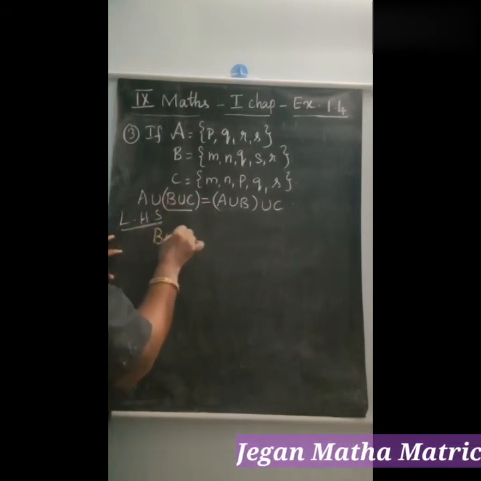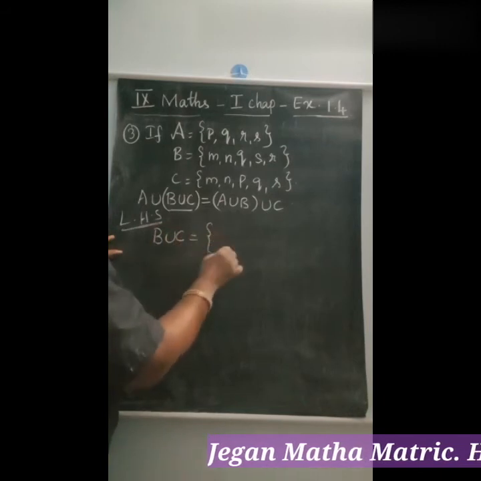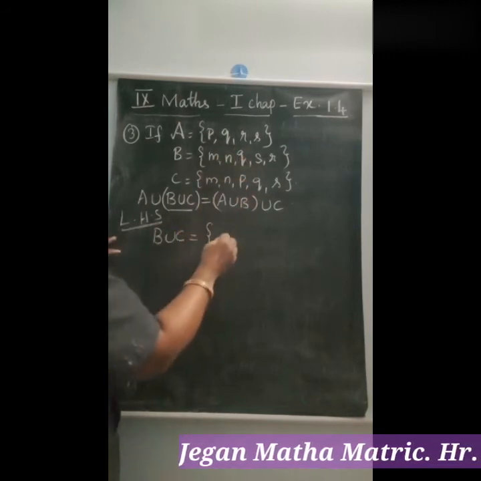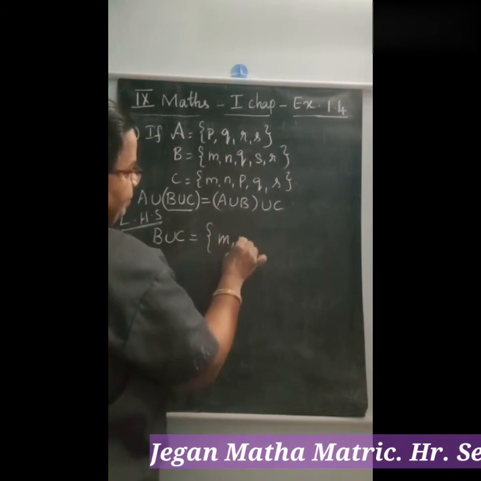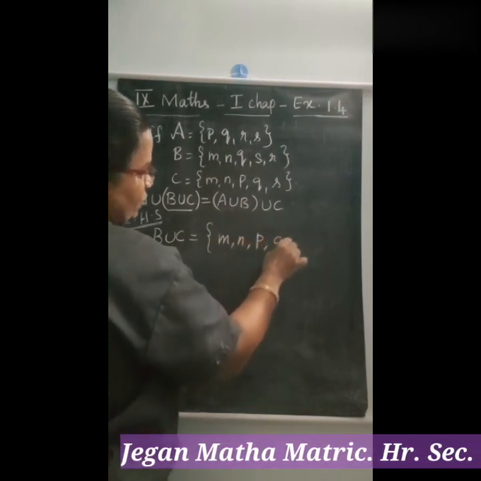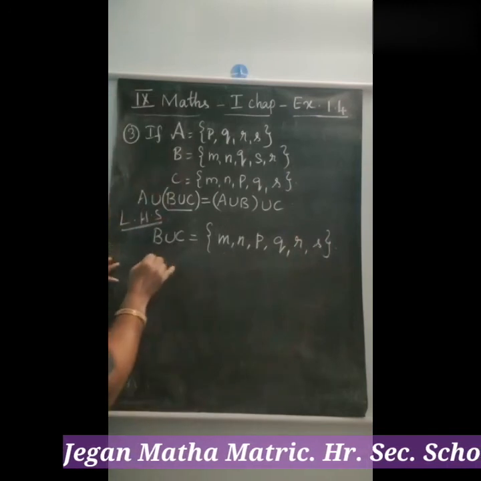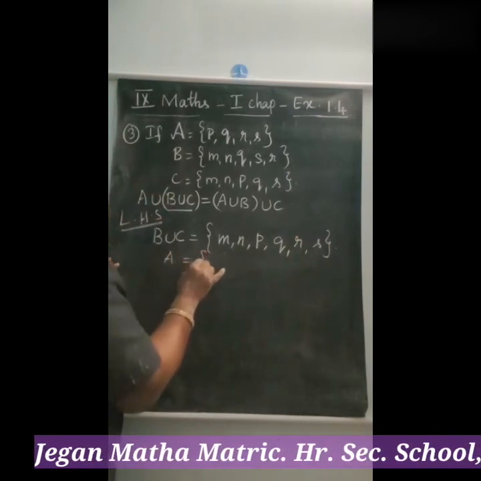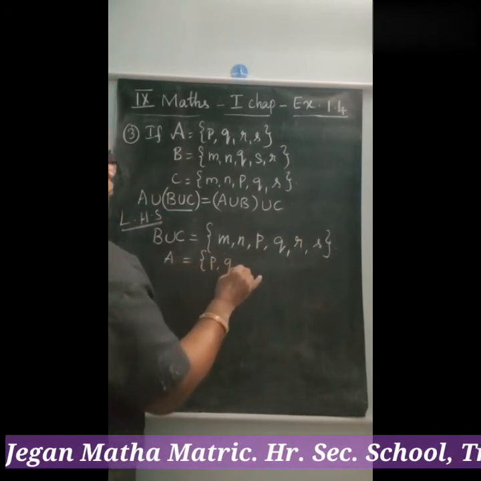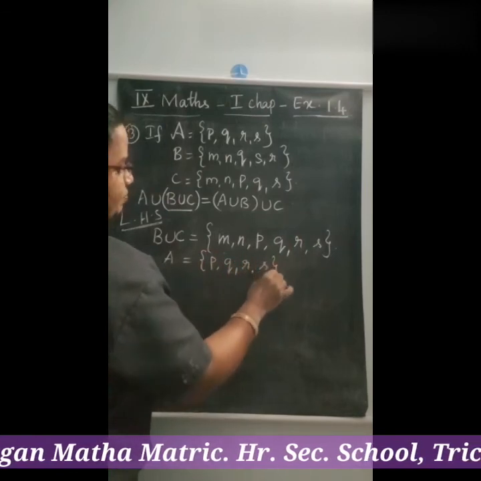So B union C, what is the B union C? You have to combine these two terms. So M, N, P, Q, R, S. And then you have to take A. What is in A? P, Q, R, S.